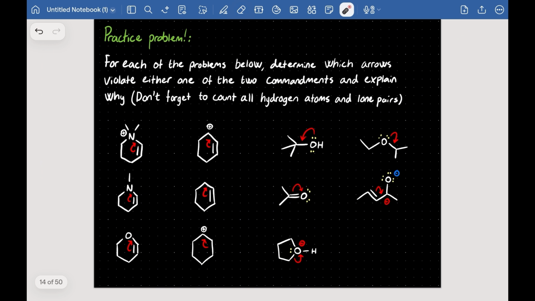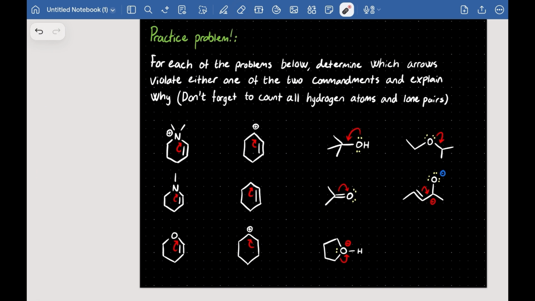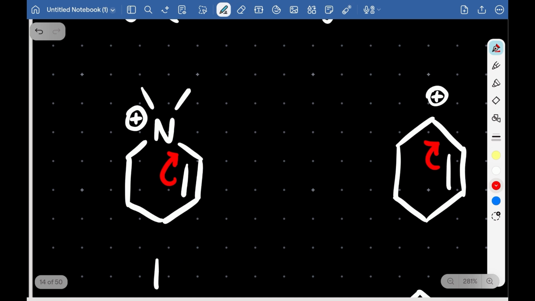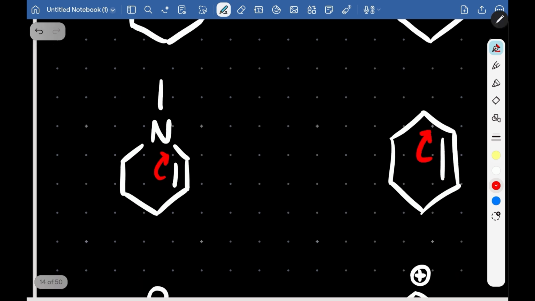So let's get some practice. We have this practice problem. For each of the problems below, determine which arrows violate either one of the 2 commandments and explain why. You can see that this curved arrow violates the octet rule, because nitrogen cannot have 5 bonds. This curved arrow violates the second commandment, because nitrogen cannot have 4 bonds and 1 lone pair.